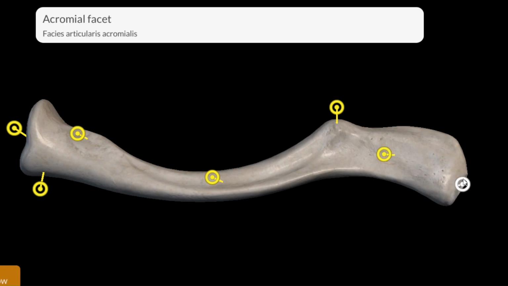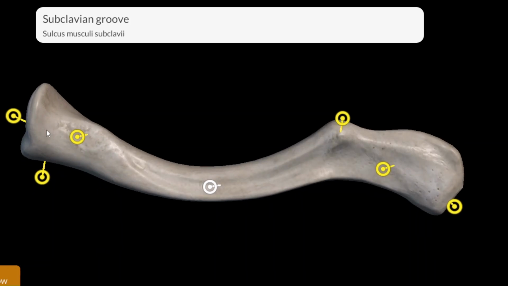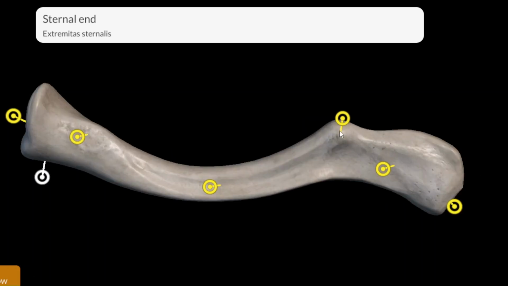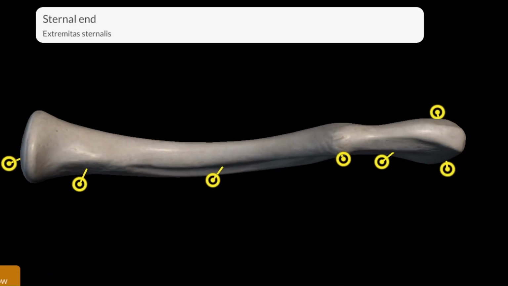And then here we have the acromial facet, and then we have the subclavian groove, a groove like a cave. Then we have the costal tuberosity, and then we have the sternal facet and the sternal end. Sternal facet, sternal end. I hope you can remember some of the parts.